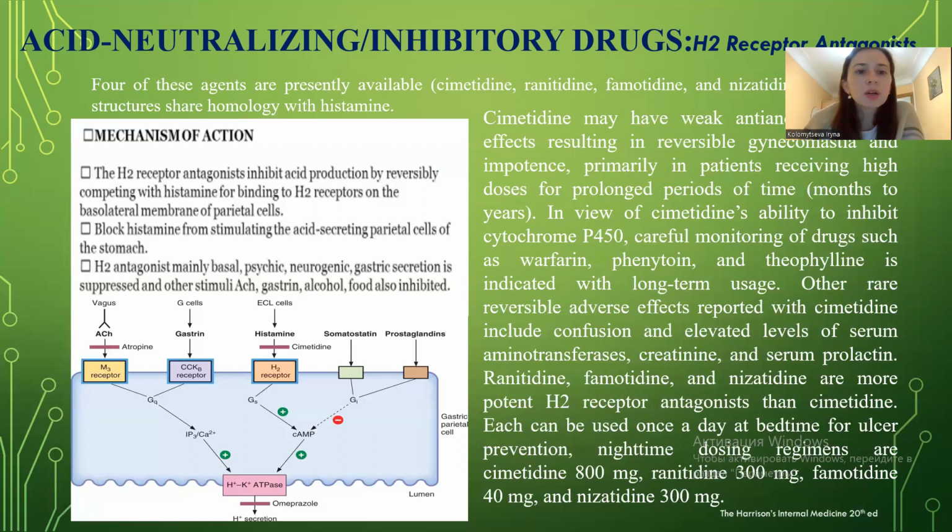And with histamine antagonists, mainly basal, psychic neurogenic gastric secretion is suppressed, and secretion stimulated by histamine, gastrin, alcohol, and food is inhibited.